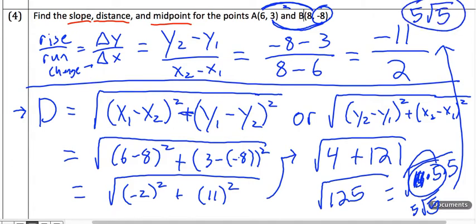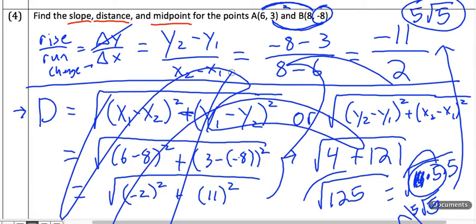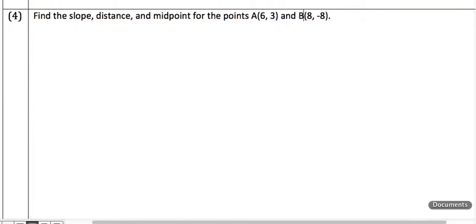The most important thing for this problem is just to be able to set up the distance formula, be able to understand where to plug in the points and simplify it. I'm going to go ahead and delete this space because there's a big mess. We still have to find the midpoint.